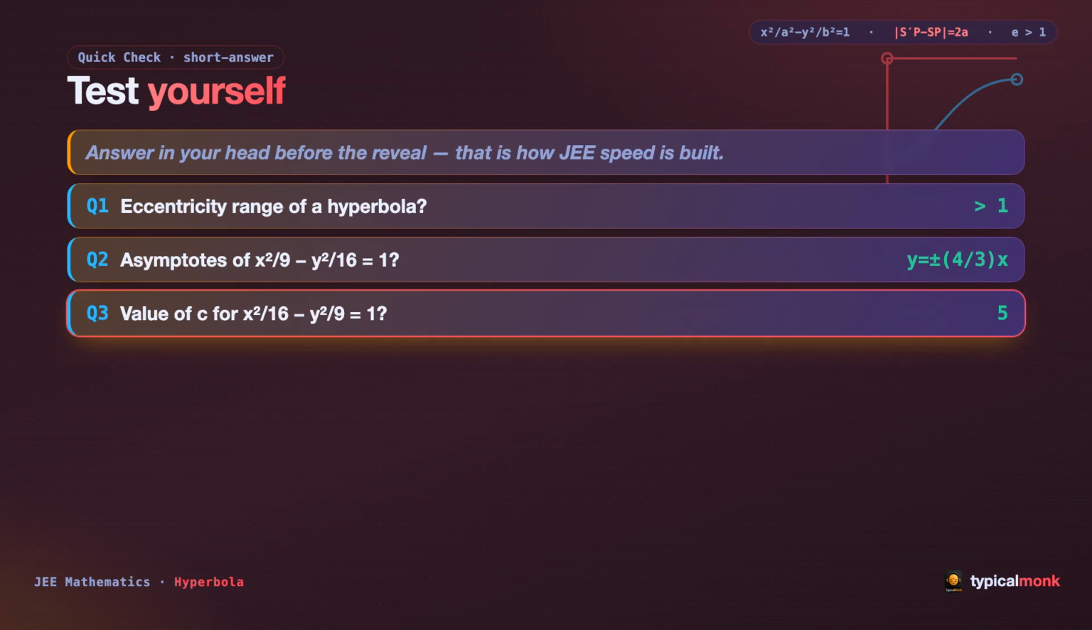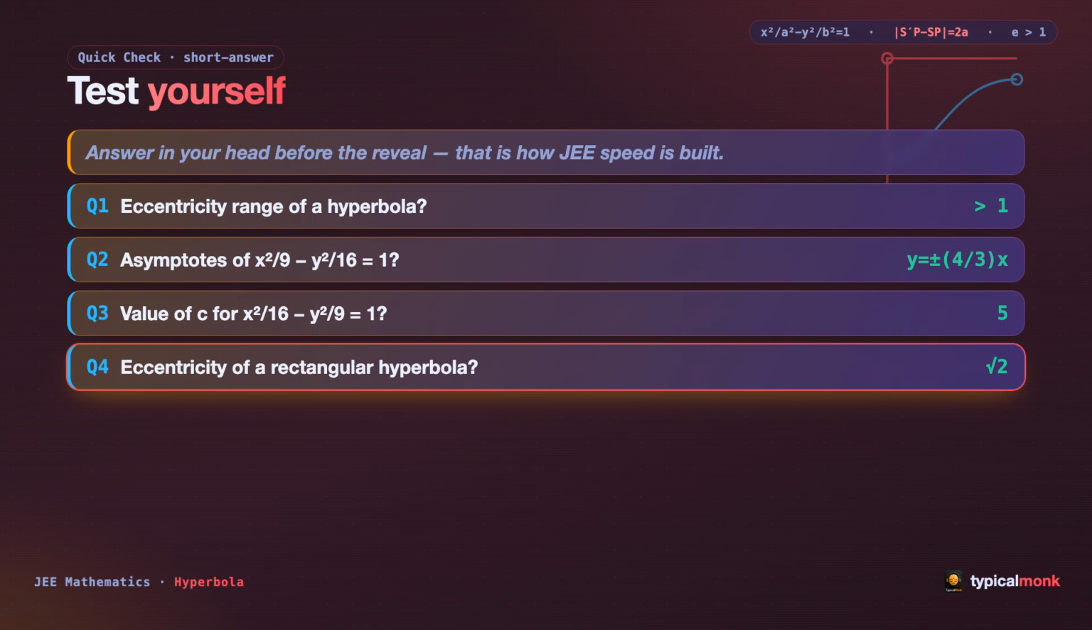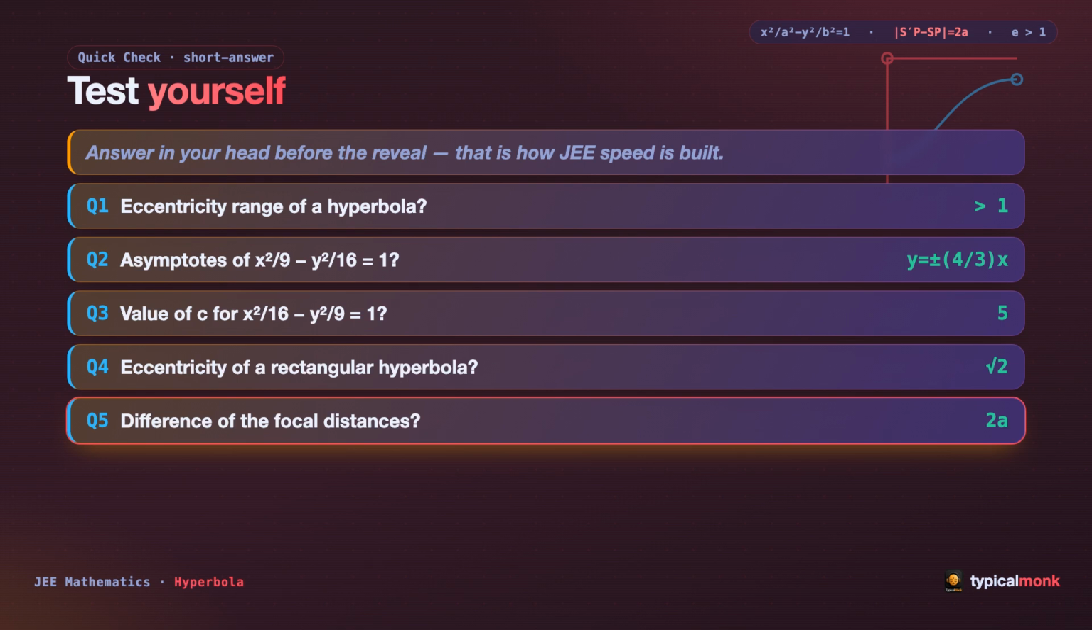Question 3. The value of c for x squared over 16 minus y squared over 9 equals 1. c squared is 16 plus 9, 25, so c is 5. Question 4. The eccentricity of a rectangular hyperbola: the square root of 2. And question 5. The difference of the focal distances: 2a.